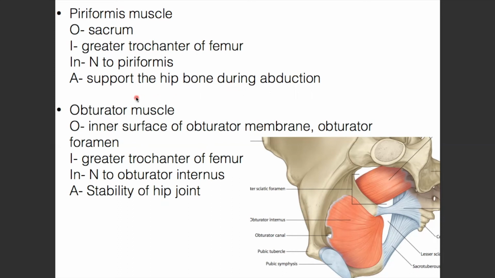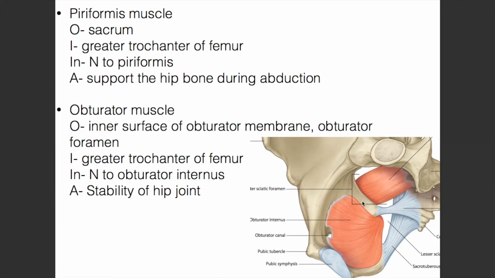Then there's the obturator muscle, obturator internus specifically, on the inner surface of the obturator membrane and the obturator foramen. So it's from the inside of it, and its insertion is the greater trochanter of the femur, its innervation is the nerve to obturator internus, and its action is stability of the hip joint. Now, again, what's more important with these two is just to recognize them for now, and when it comes to the lower limb, you're supposed to know the actual origin and innervation. Okay, innervation we're going to be discussing again later on today.